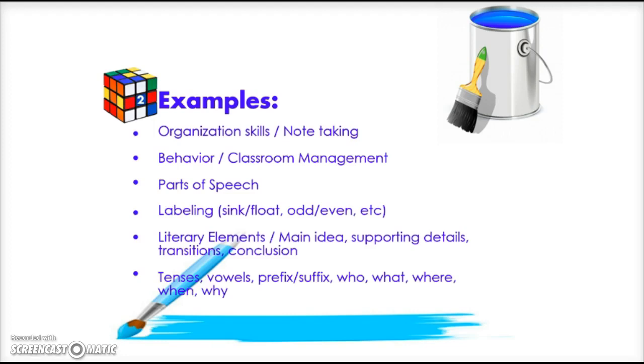Some different examples related to this would be for organization skills, definitely a big note-taking strategy, which is what I'm going to be showing you in today's presentation. It helps with classroom management. You can teach parts of speech. Labeling, whether you're labeling a map or a science experiment, by color coding. You can easily go back to see what the, for instance, cause versus effects are. You can highlight different colors based on literary elements. Also, you can go back and teach tenses.